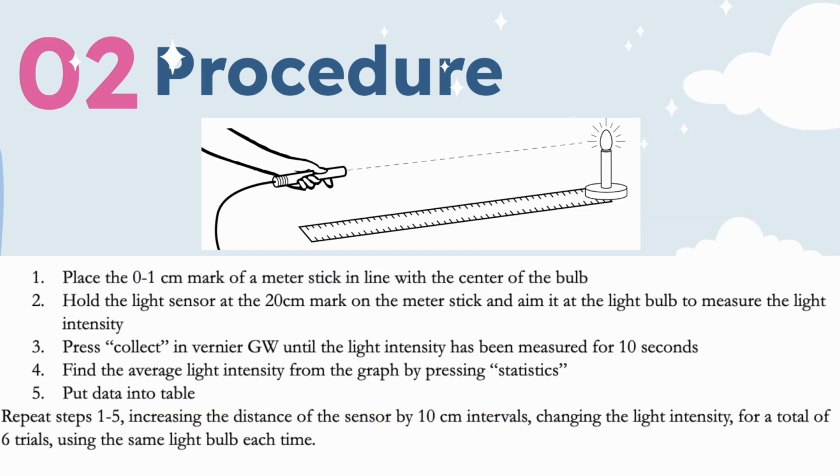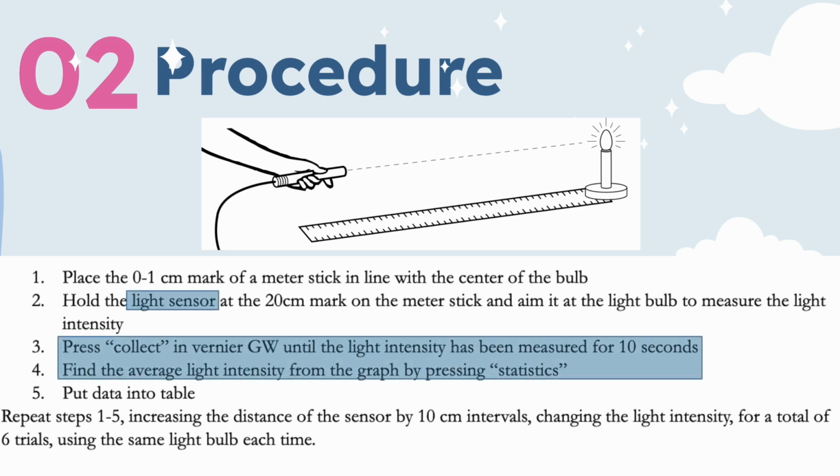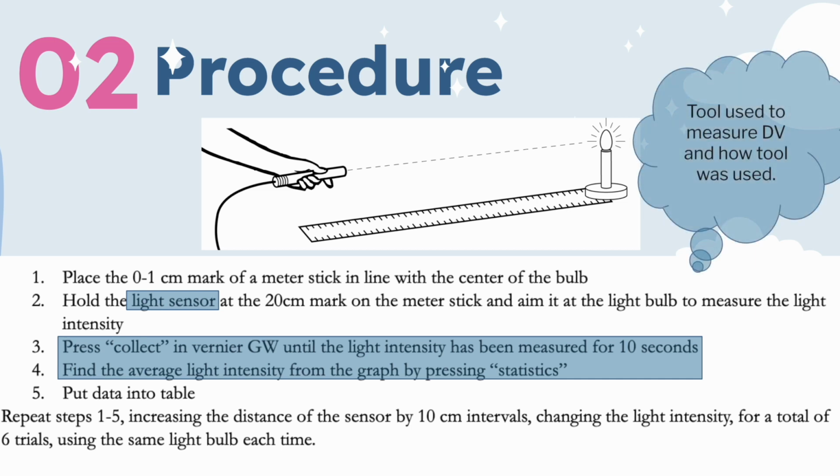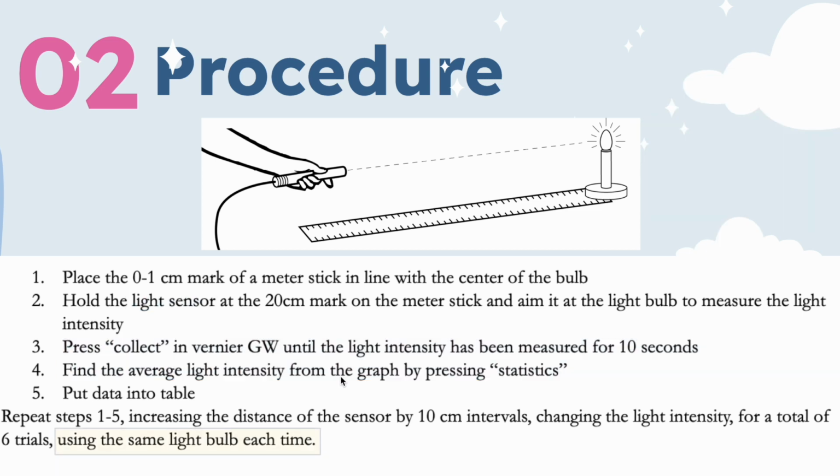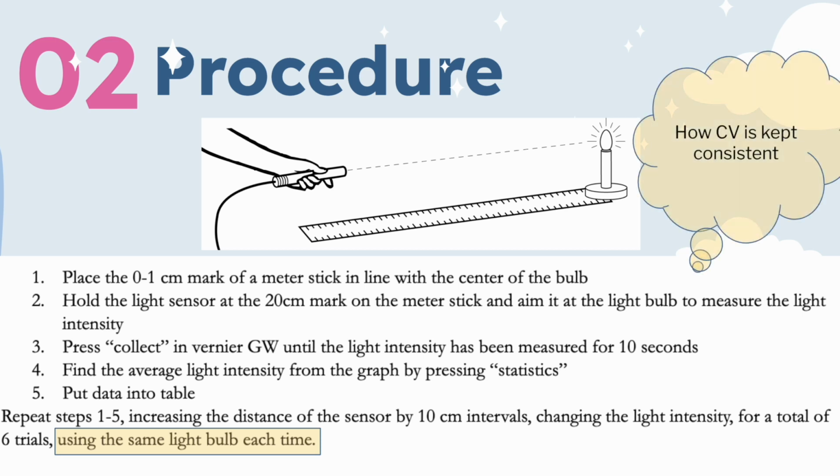This group also talked about their dependent variable. The light intensity was measured with a light sensor. They would get both points for dependent variable. They showed that the tool used to measure the dependent variable was the light sensor, and they described how to measure the light intensity. Finally, they used the same light bulb every time. This is the control variable.